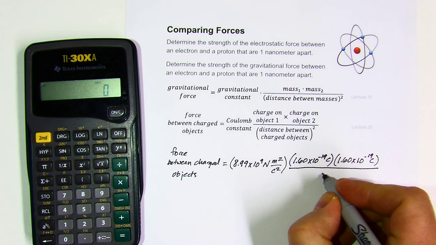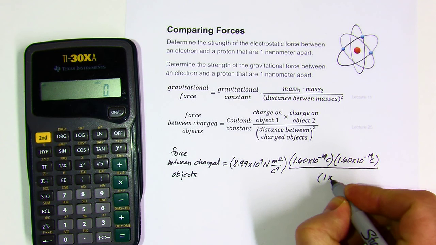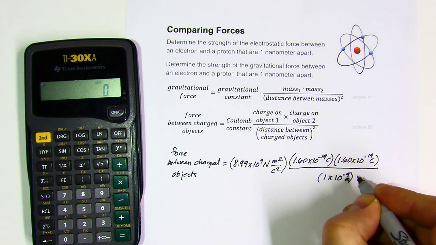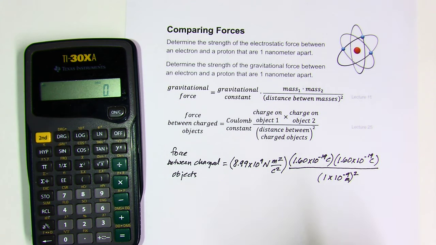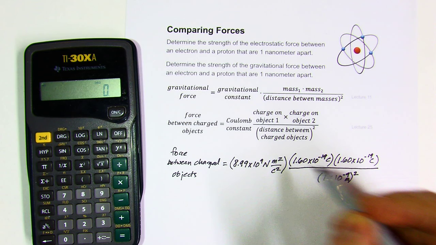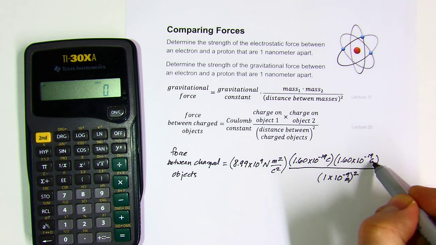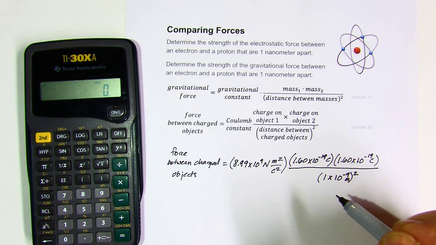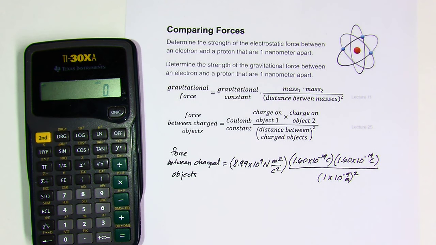The distance we're assuming here is 1 nanometer, so that's 1 times 10 to the minus 9 meters, and that's all going to be squared. And so note that meters squared is going to cancel meters squared here. Coulomb times a coulomb is going to give me coulomb squared, which cancels coulomb squared here. I'm going to end up with a number that's just in newtons, which is what I would want for measuring the force.